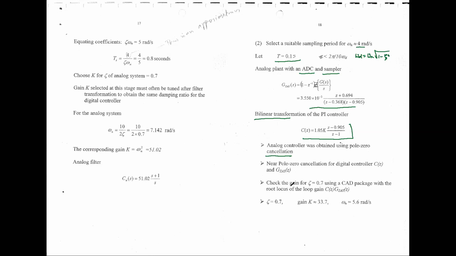Now we have to check the gain for zeta equal to 0.7 using a CAD package with the root locus of the open loop transfer function in Z. So controller times plant transfer function. And then we have to check the gain for zeta equal to 0.7. So what I want to do is switch over to MATLAB and show you how you can do this.